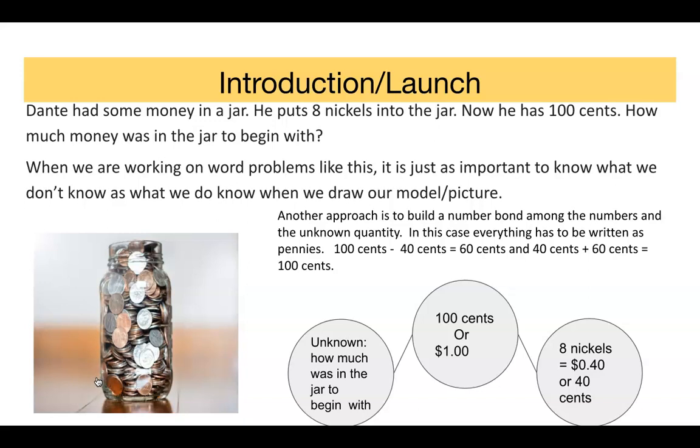So there are 2 number sentences that come out of this. 100 cents minus 40 cents equals 60 cents, or 40 cents plus 60 cents equals 100 cents. So encourage your students to start thinking about that. What information were they given? The whole, the part?